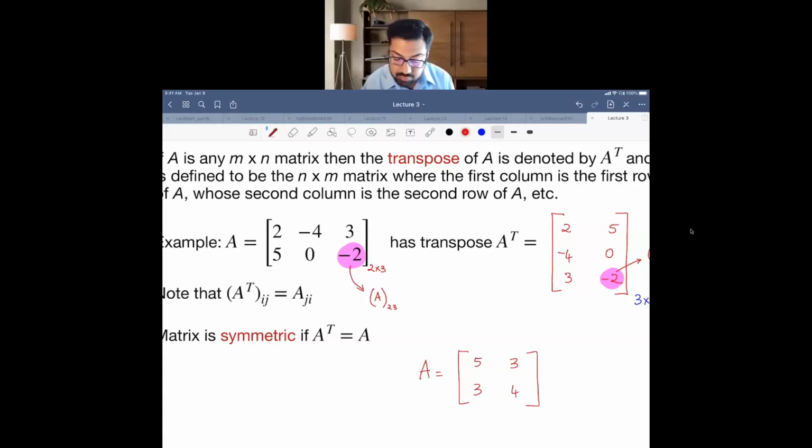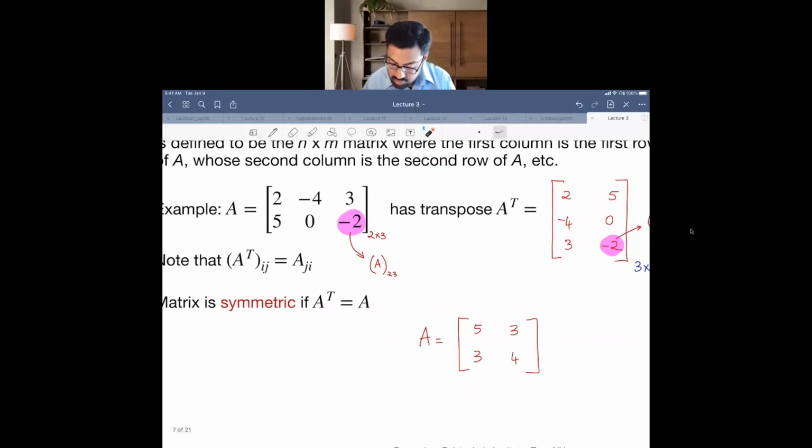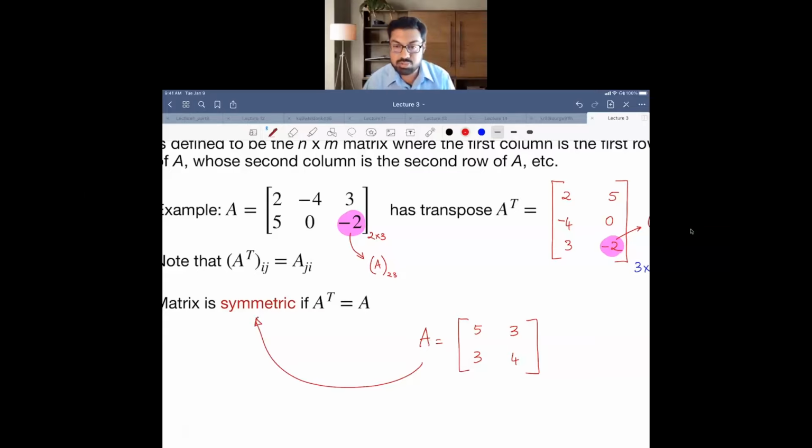And you can see that if you change the rows and columns, you are going to get the same thing, right? So the first row becomes the first column, 5, 3, so it'll remain 5, 3. 3, 4 becomes 3, 4. It is the same. So all we need is these two elements to match up. So that's an example of a symmetric matrix. It has to be such that A transpose equals A.